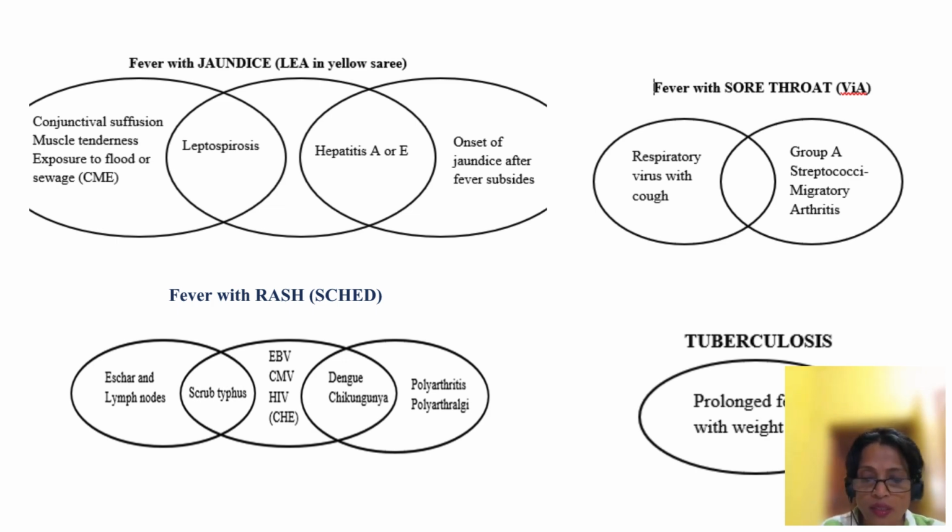SCHED is a mnemonic for the etiological agents. So we have eschar and lymph nodes, very characteristic of scrub typhus, where you have fever and rash. And polyarthritis and arthralgia is very characteristic of dengue and chikungunya. While EBV, CMV, and HIV just have fever and rash, so they come to the center.